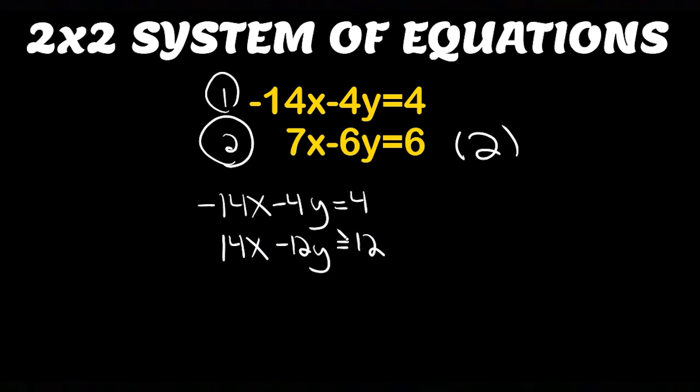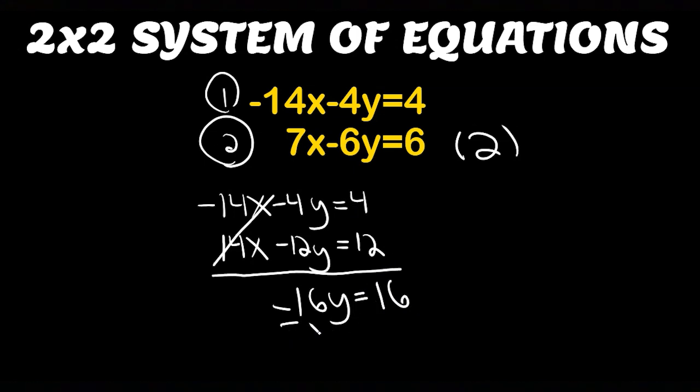Now it becomes one big addition problem. I'm going to draw a line right underneath, and we're going to add it up. Negative 14x plus 14x, that cancels. That's what we want, that's the elimination. Now here, I do negative 4y plus negative 12y, and that gives me negative 16y. Remember, we're adding all the way through because that's what we did at the beginning, so we have to stay consistent. Here I'm going to do 4 plus 12, and I get positive 16. My last step is to divide both sides by negative 16 to get my y value. So 16 divided by negative 16, and we get y is equal to negative 1.